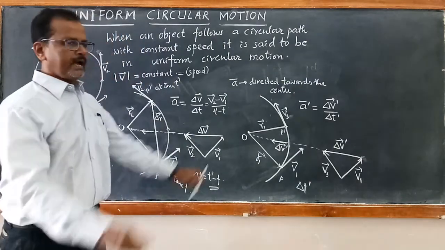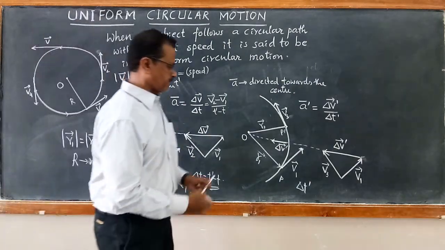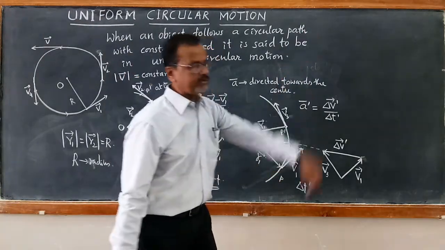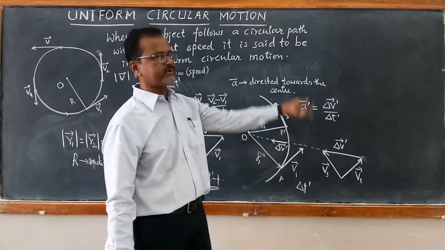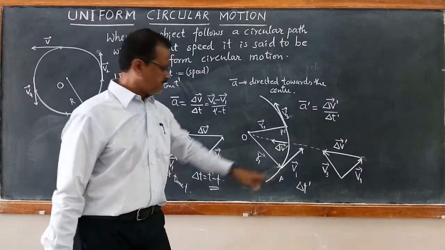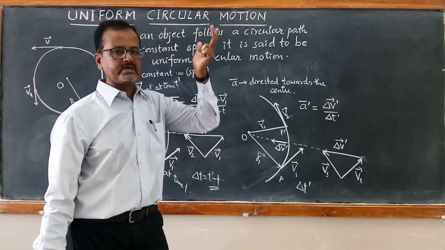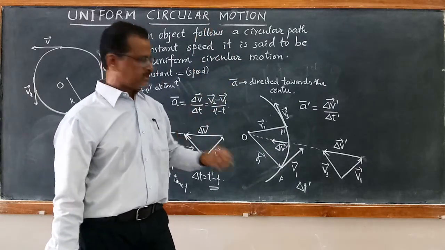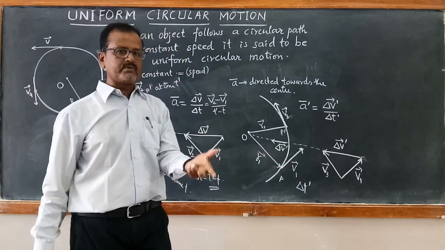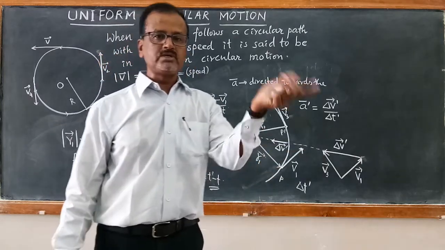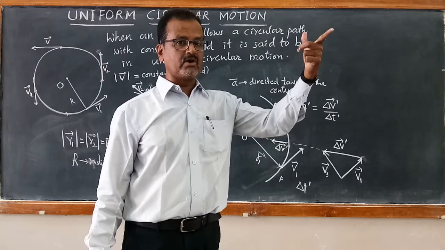Now I am reducing the time interval still further, delta t dash, to half of that. Say from 0.5 second I am reducing to 0.25 second. Point P dash will be still closer. Next, from 0.25 second I am reducing to 0.1 second. Still it will be closer. From 0.1 second I am reducing it to 0.01 second, as we did earlier, if you recall.